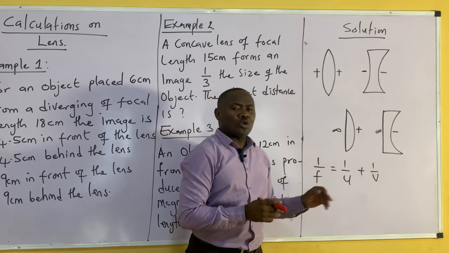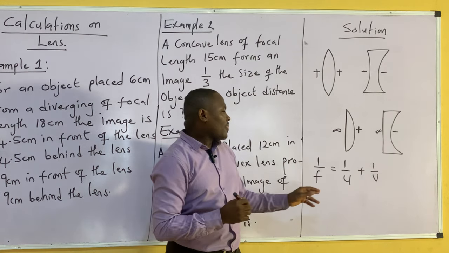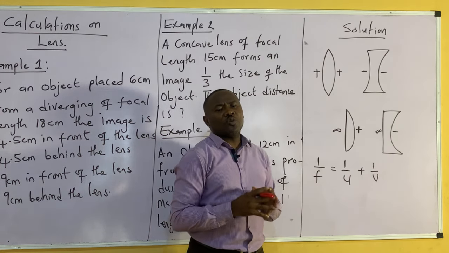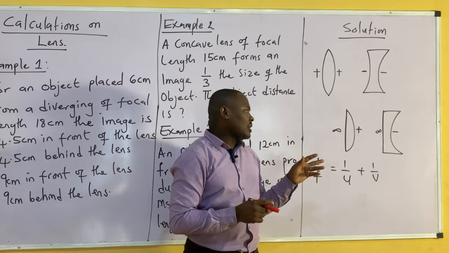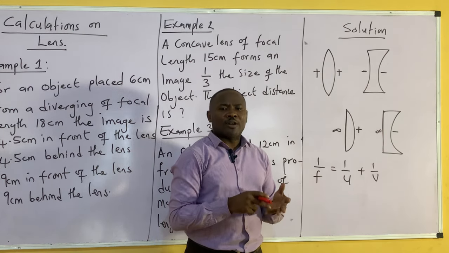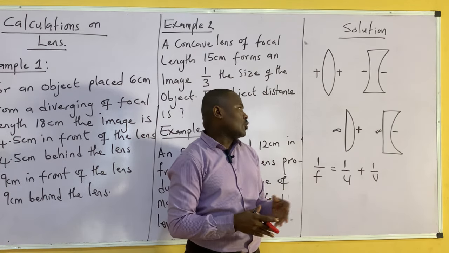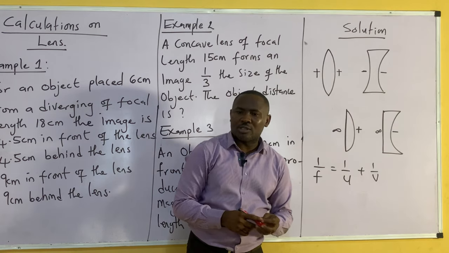Then which other thing are we to note? Remember we're using the real-is-positive method, so we are to note also that for a virtual image, the image distance is negative. And so it's very important that you note this.